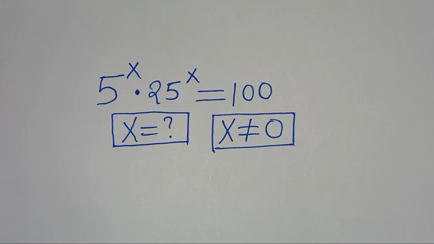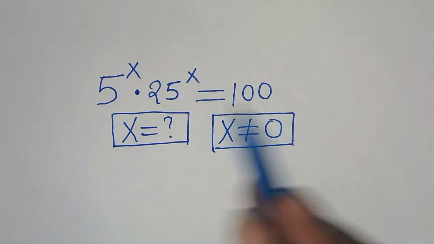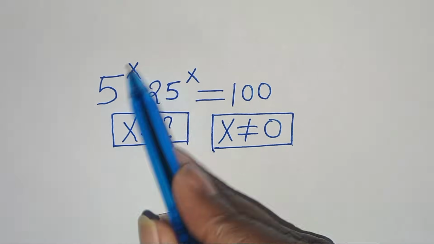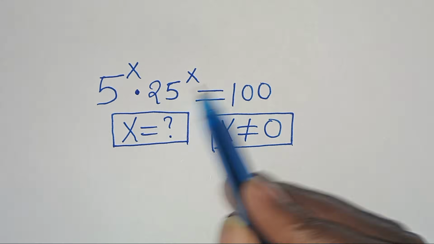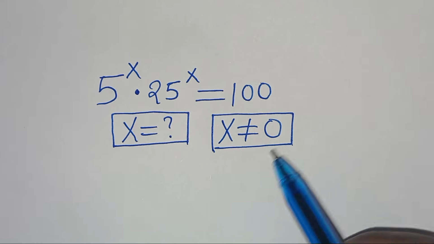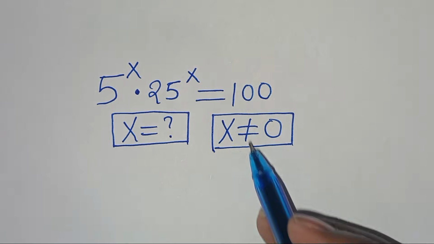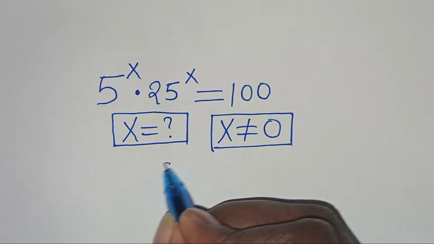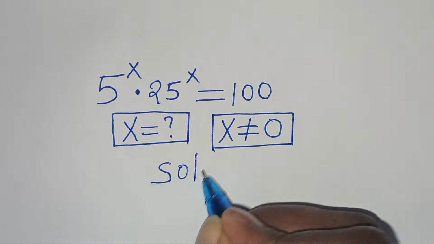Hello everyone, you're welcome to solve this nice exponential equation, which is 5 to the power of x times 25 to the power of x. This is equal to 100. So what is the value of x given that x is not equal to 0? So let's provide a solution from here.